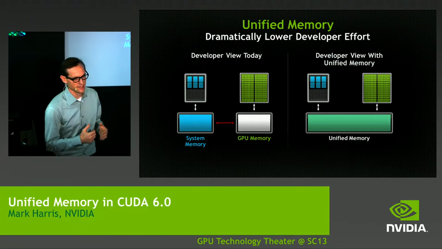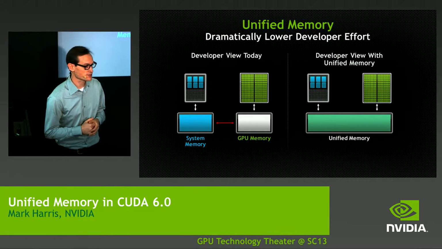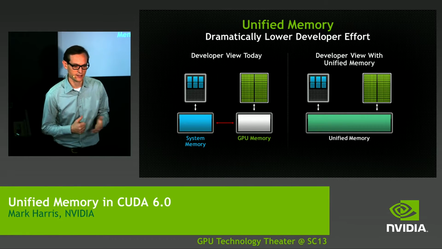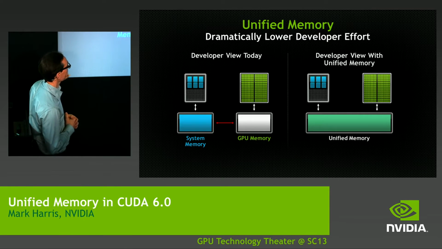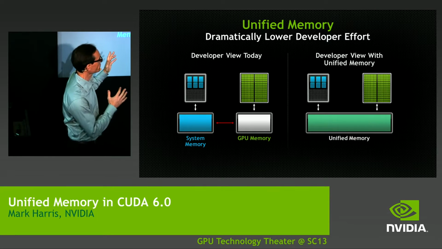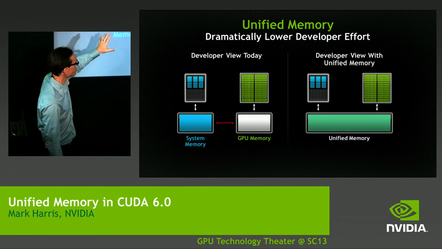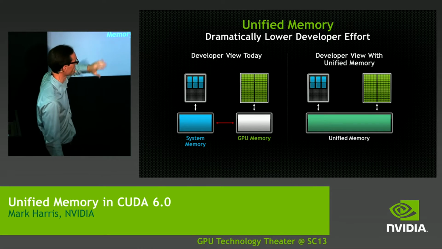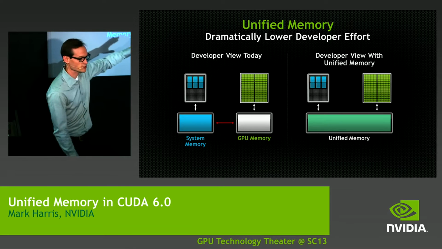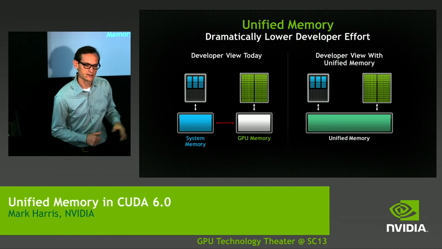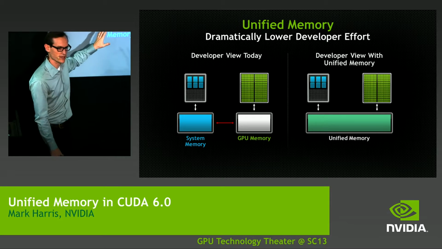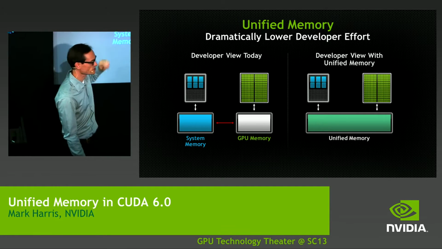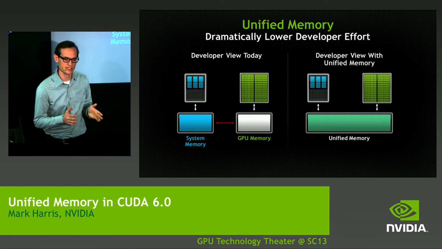So unified memory is one of the most dramatic changes to productivity that we've had in CUDA in its history. This slide shows you a pictorial view. On the left-hand side, it shows you the architecture of a heterogeneous system where you have two processors and two discrete physical memories. And today in CUDA, this is exactly how the programmer views it. The programmer has to manage allocations in both memory spaces and explicitly copy data between them.